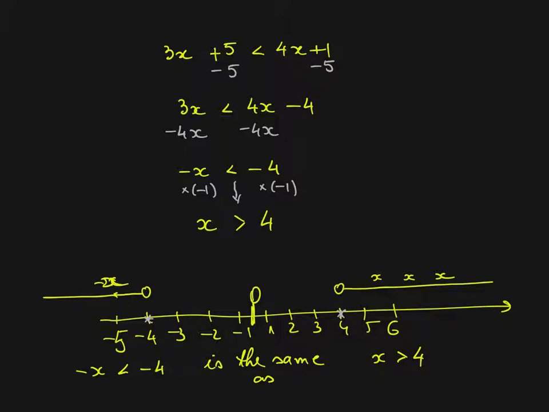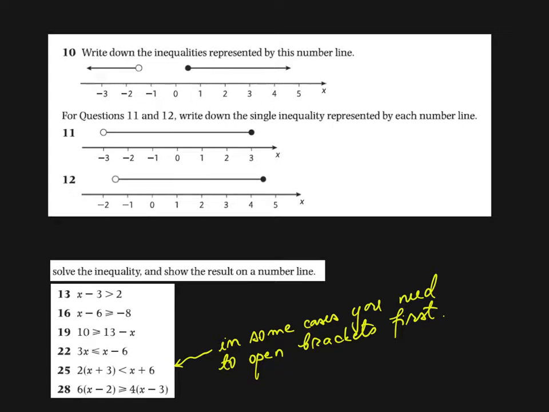In order to remember, in order to solve inequalities, we do the same things as solving equations. The only difference is that when we multiply by a negative number, we need to change the sense from smaller to bigger, or from bigger to smaller. Now you can try these questions by yourself by pausing this video.